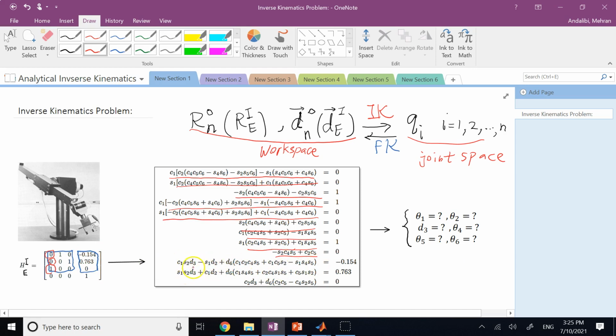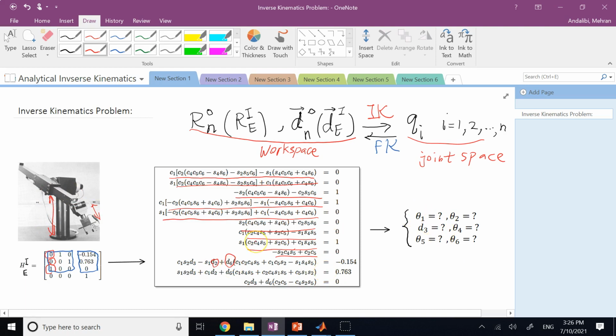And then these components of the position vector are now functions of not only the joint variables, they are also functions of this displacement d3 here. By the way, this d2 and d6 that you see here are just constants for the geometry of the robot. One of them is this d6 that you have in the wrist, and the other one is this guy here. So they are fixed distances, but d3 is a variable.